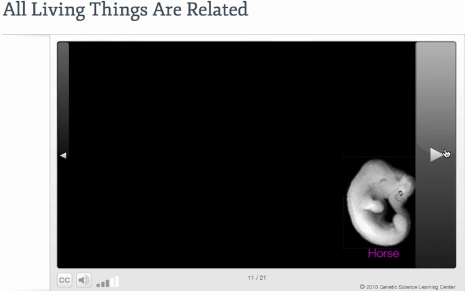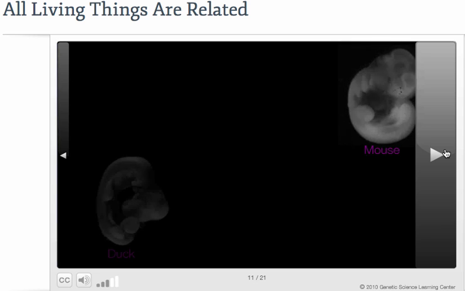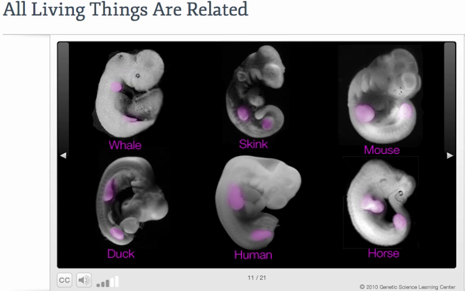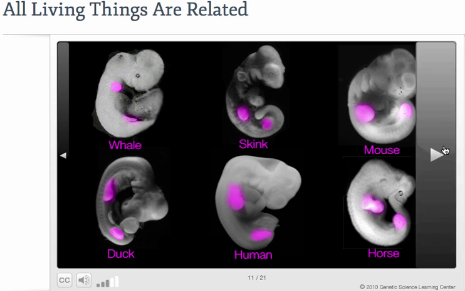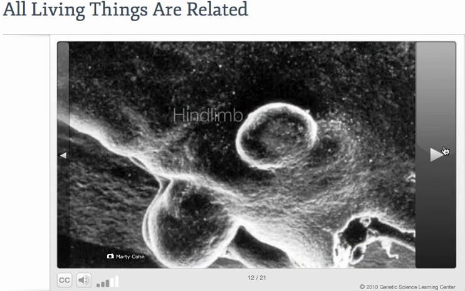Developing embryos provide evidence for common ancestry. Early embryos look very much the same across a wide variety of species. Vertebrate limbs, for example, emerge in pairs along the body. Snake embryos begin to develop legs, but the budding hind limbs later retract. These transient limbs tell us snakes are related to four-legged vertebrates.